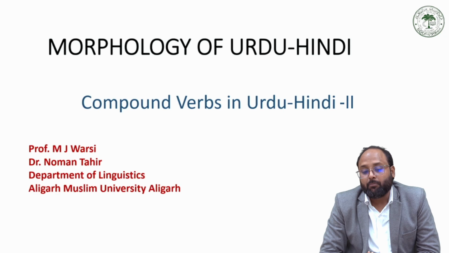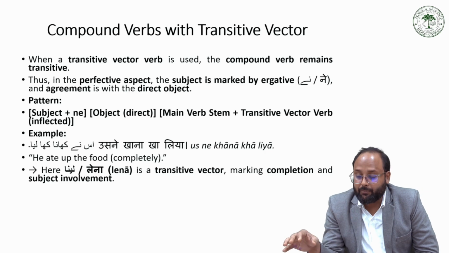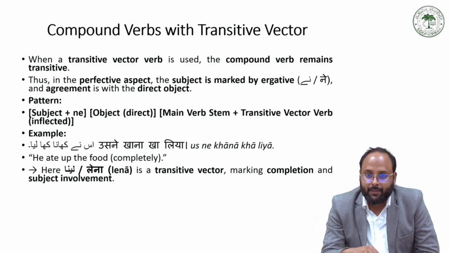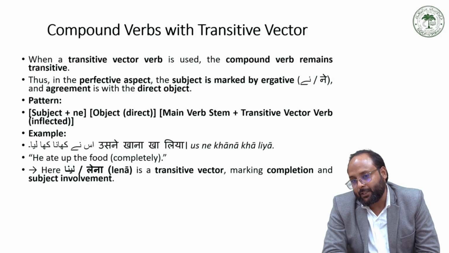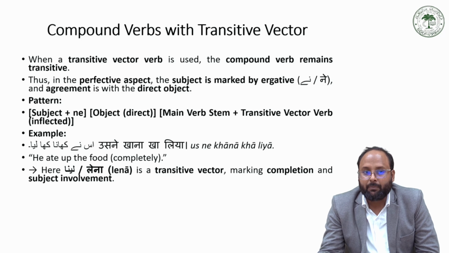Now we have the compound verb with a transitive vector. In this case, when the vector verb, the V2, is transitive, the whole compound verb becomes transitive because it will take the ergative case and sometimes it can take the object also. When a transitive vector verb is used, the compound verb remains transitive.